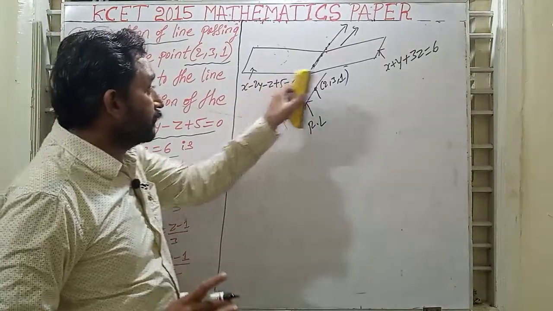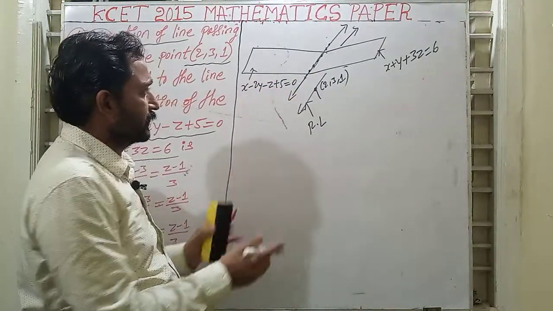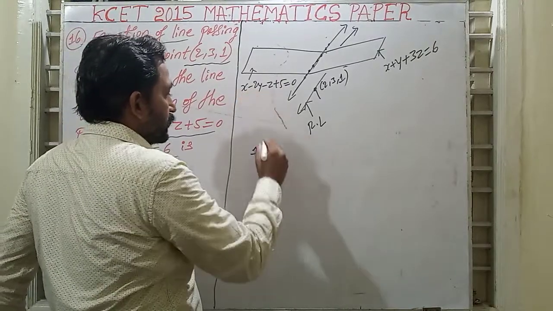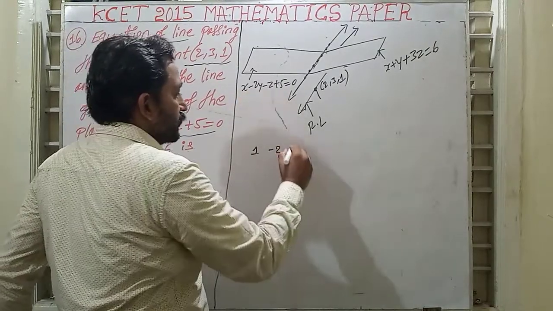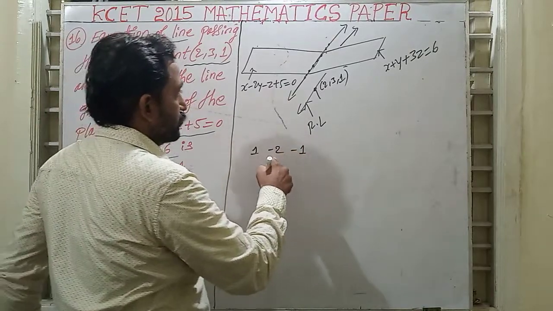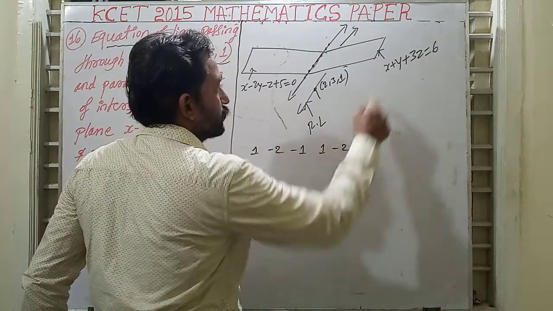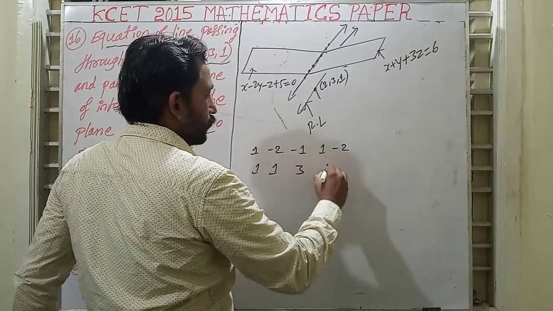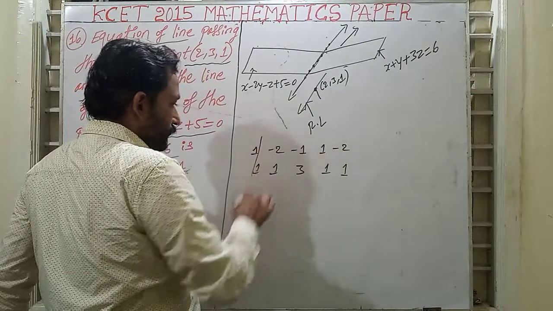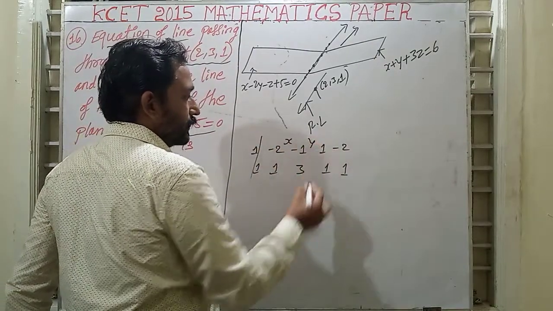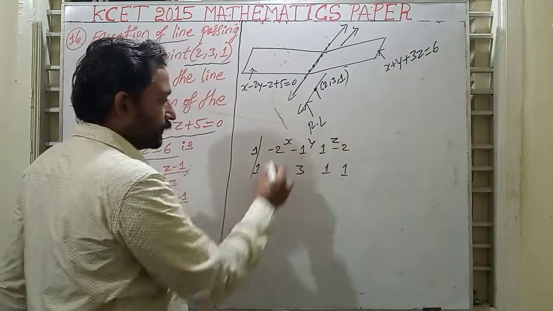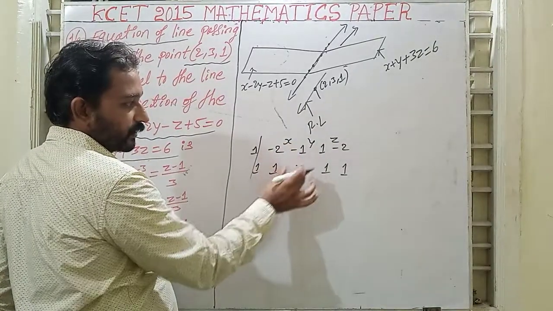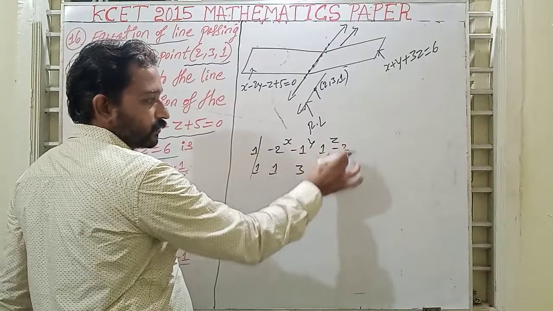Don't try to solve it the usual way. There are 3 variables. There is a simple method, the cross multiplication method. So x coefficient 1, y coefficient -2, z coefficient -1. Once again write 1, -2. Here x 1, y 1, z 3. Once again 1, 1. So delete this. This is x, y determinant, z determinant. Directly you can write by the determinant way. This is a 2 cross 2 determinant, this is a 2 cross 2 determinant, this is a 2 cross 2 determinant.